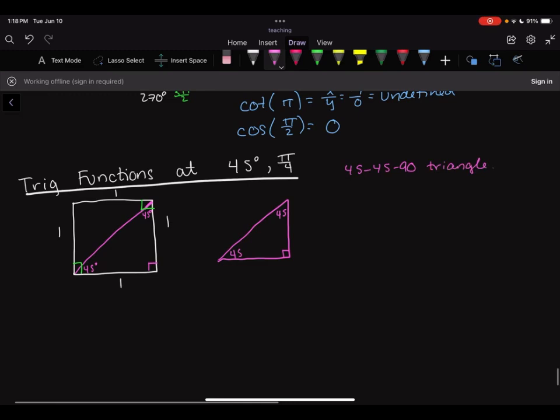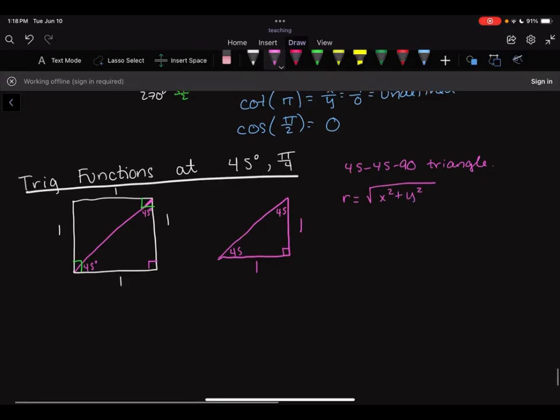So I let my radius be 1. Let's go ahead and find out what my hypotenuse is. My hypotenuse would be r equals the square root of x squared plus y squared. So I get the square root of 1 squared plus 1 squared, so I get square root of 2 out of this. So that means that this is going to be square root of 2.